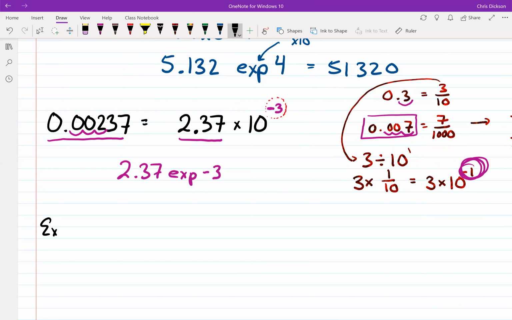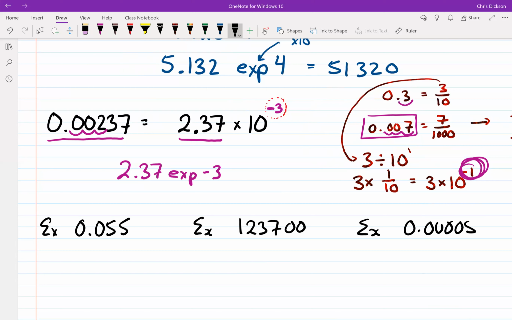So for example, 0.055, another example, 1237700, and the last one, let's do 0.0005701. There we go. So maybe just pause the video and see if you can do that on your own.